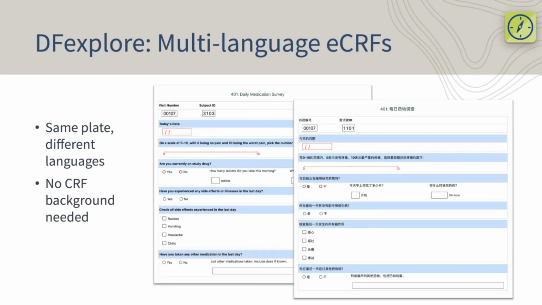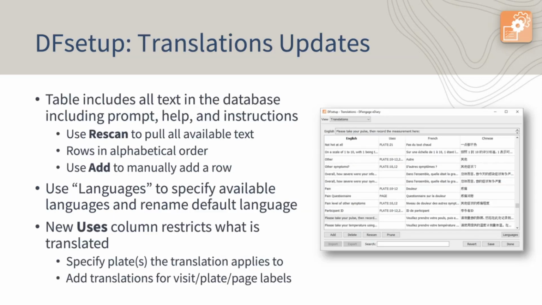As Busi mentioned, we now have multi-language eCRFs, and the nice thing is you no longer need to create a CRF background for each one of them. What you do need to do is work in the translation dialog box in DF Setup. It pulls in all of the prompts, the helps, and the instructions, puts them in alphabetical order, and then you can manually add rows if you need to. You use the language button to specify the available languages and rename the default language. And then the uses column, which is really great, restricts what's translated and where it's translated. So you can specify the translation and then what plates they apply to.